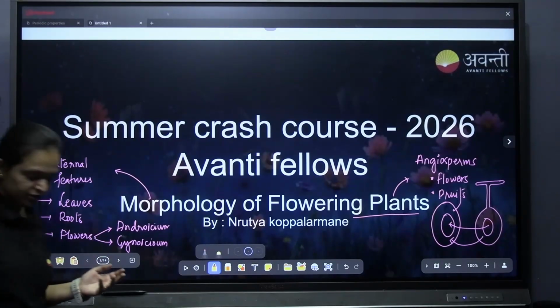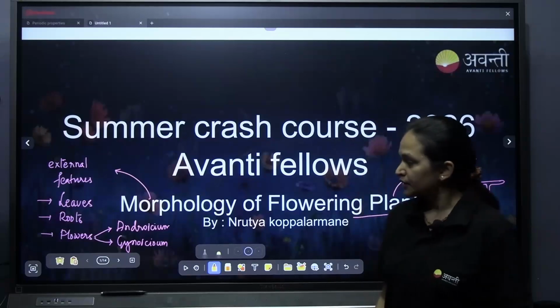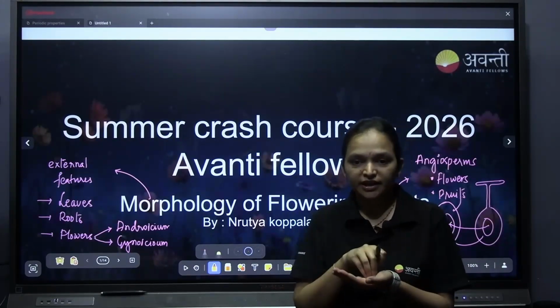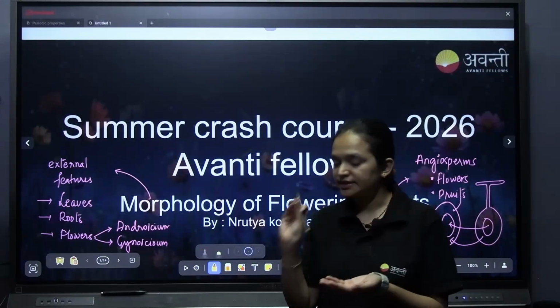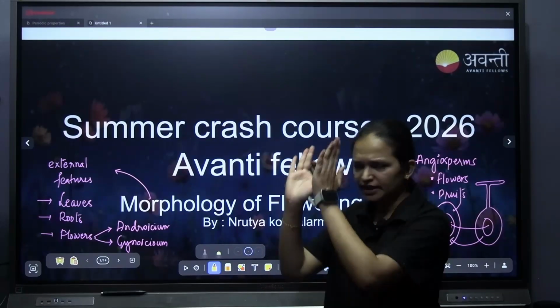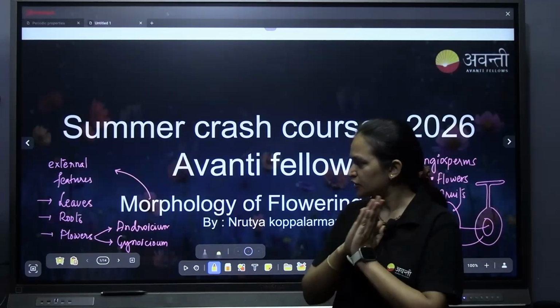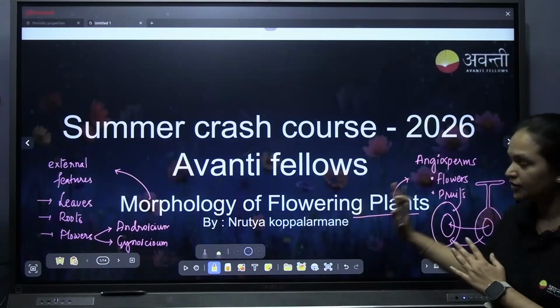So on the basis of external features we are classifying. We are not cutting the plant or seeing the insides, such as how the cells are arranged, what is cortex, such things we are not going to see in this morphology. Morphology means external part, what we can see with the help of our naked eyes, that is called morphology. So I hope everybody got what is morphology and what is of flowering plants.